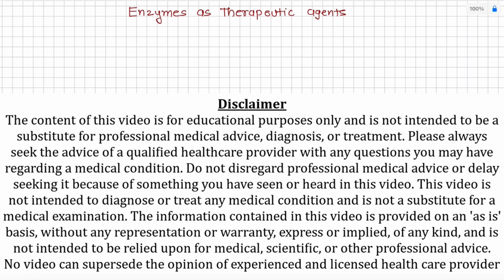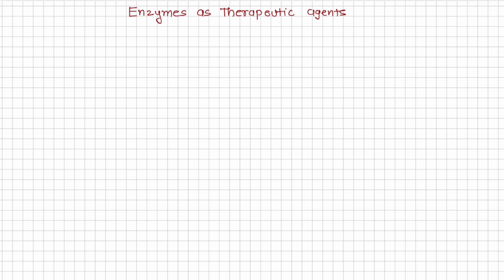Hello everyone. Today we are going to explore a fascinating clinical application of biochemistry, and that is enzymes as therapeutic agents. Enzymes are not just molecules that speed up reactions in the body. They can also be used as powerful medicines to treat various diseases. From dissolving dangerous blood clots to fighting cancers, enzymes have a big impact in modern medicine. Let's understand how these biological catalysts work as therapeutic agents.